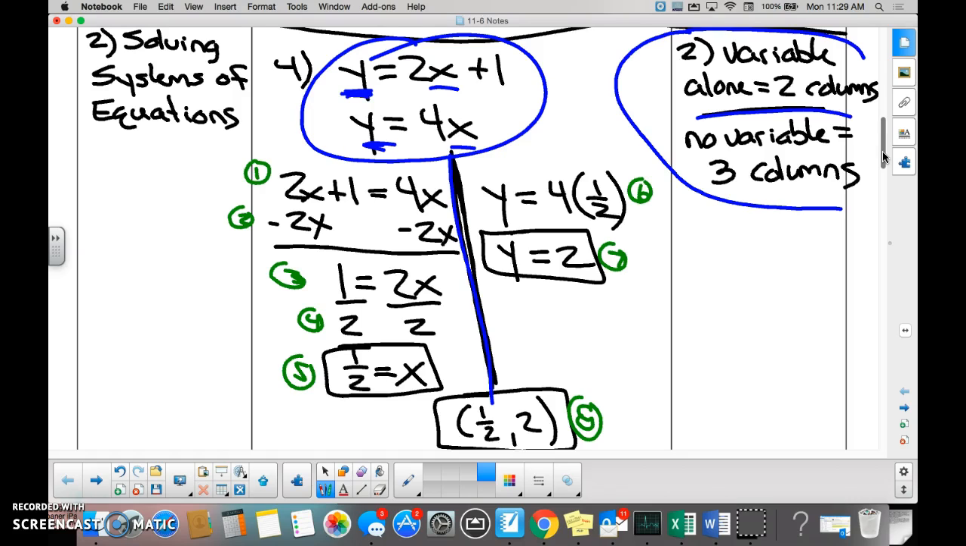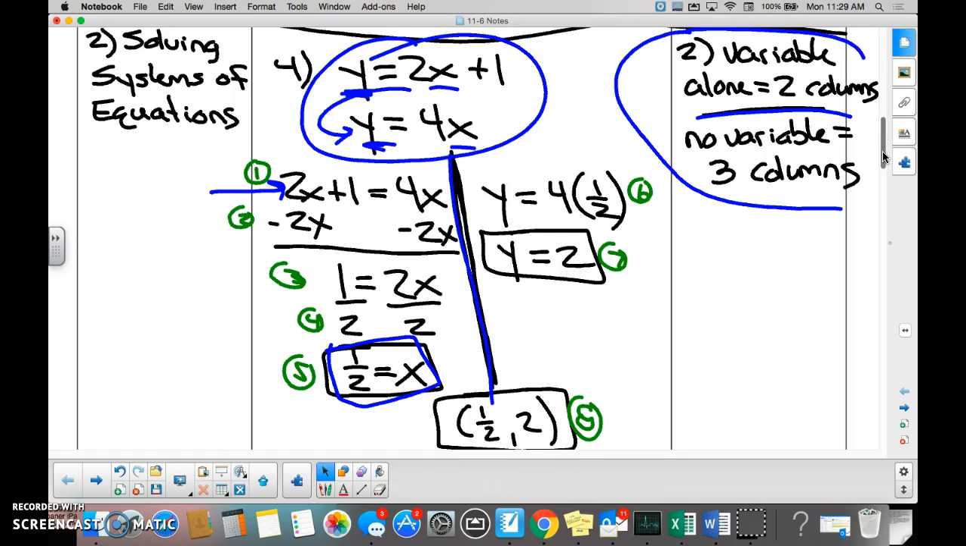So what we did, really briefly, is we took one of our variables, y equals 2x plus 1, and we plugged it in for y. And this is how we wrote it. 2x plus 1 equals 4x. And then we went ahead and solved because now we just have the variable x. We solve for x. Once we solve for x, right here, we plugged it back into one of our equations and got y.